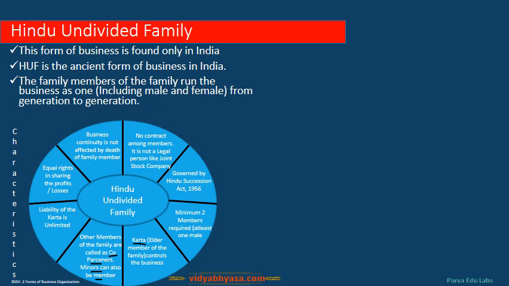Business continuity is not affected by the death of a family member. In the case of a sole proprietor, if the sole proprietor dies, the business will not continue. But in the case of a Hindu undivided family, if the Karta dies, the next senior member will take care of the business. This is all about the characteristics of the Hindu undivided family. Let's look into the advantages and disadvantages of the Hindu undivided family.